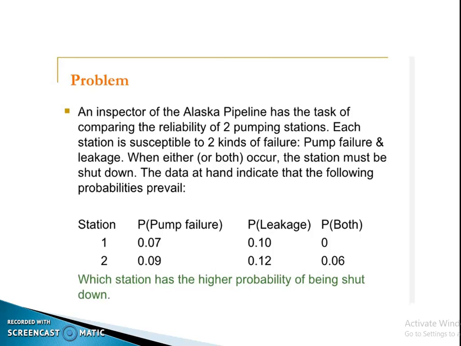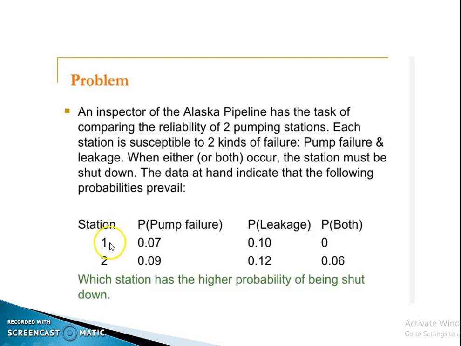Problem. An inspector of the Alaska pipeline has the task of comparing the reliability of two pumping stations. Each station is susceptible to two kinds of failure, pump failure and leakage. When either or both occur, the station must be shut down. The data at hand indicate that the following probabilities prevail.